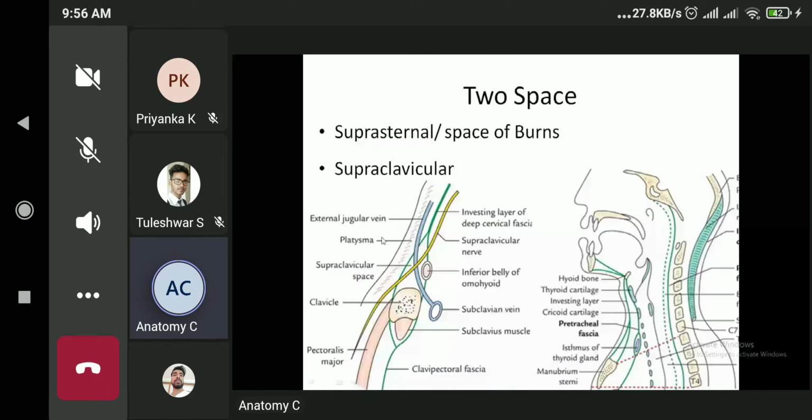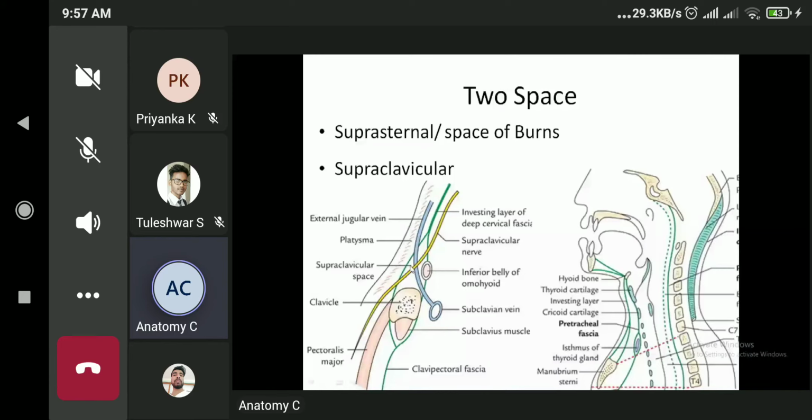So here, the suprasternal triangle lies above the sternum, and the supraclavicular triangle lies just above the clavicle. We need to divide the clavicle into medial third, middle third, and lateral third. Let's divide the clavicle into three pieces. The supraclavicular triangle lies just above the middle third of the clavicle. Here it is also formed by splitting of this investing layer. See, this investing layer splits right above the middle third of the clavicle to get attached to the anterior and posterior borders of the clavicle, forming a triangular area known as the supraclavicular space.